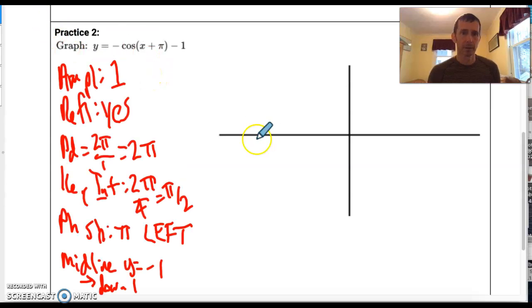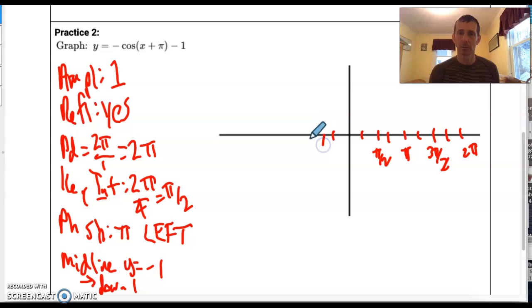All right, so I have all of the key values written over here. The amplitude is 1, but there is a reflection because it's negative. There is no number here in front of the x, so the period is still 2 pi, and our key intervals are pi over 2, which is what we were dealing with before anyway. That's our regular intervals. So I can just sketch those on here without having to worry about doing any kind of weird stuff at all.